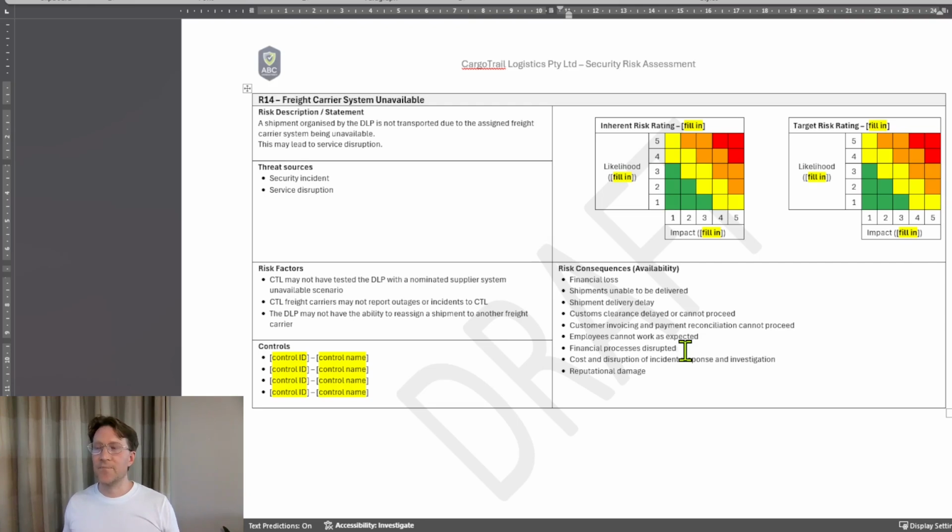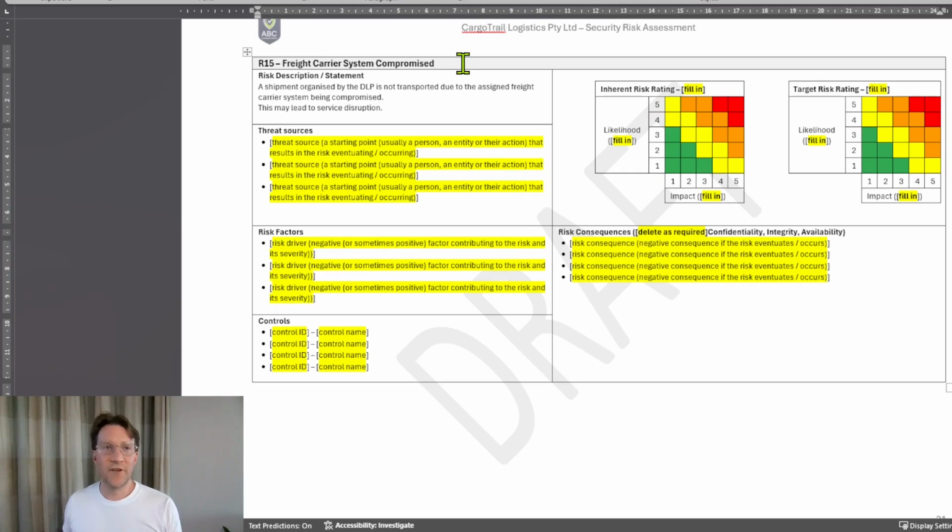It's not just about a particular delivery that gets not collected and taken as we would expect. We've also got the usual cost and disruption of incident response and investigation. And again, reputational damage because we are not necessarily delivering as our customers expect us to. For risk 15, we then have a similar but different situation of the freight carrier system being compromised, not necessarily not available. It's not working as we would expect.